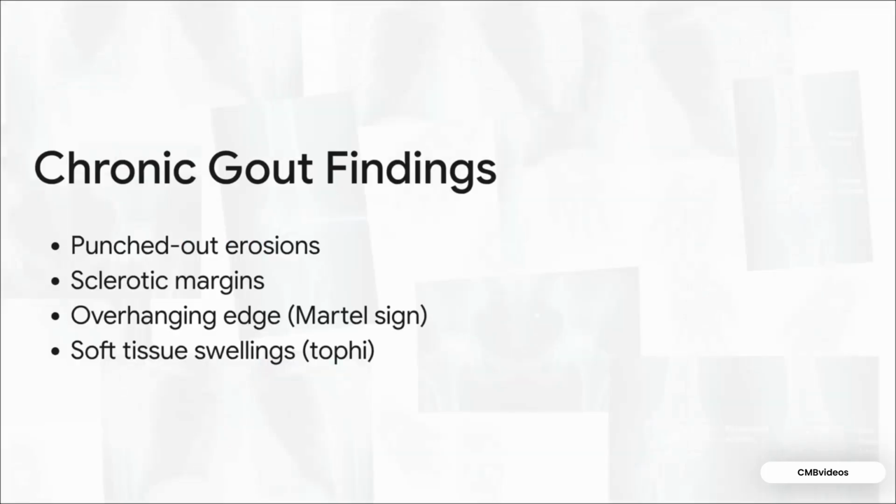However, if that gout goes untreated and transitions into chronic tophaceous gout, the story changes completely. Over years, those urate crystals accumulate into large masses called tophi. These tophi carve out very distinct, well-demarcated, rounded or oval punched-out erosions in the bone. They typically have thick sclerotic margins and a highly characteristic overhanging bony edge, which we call the Martel sign. You'll also clearly see large visible soft tissue swellings where those tophi actually sit.